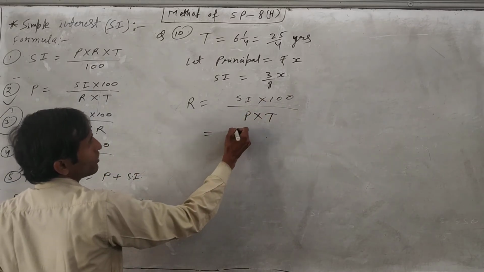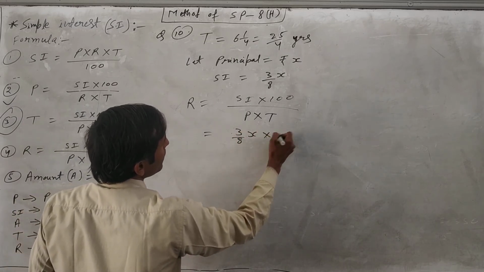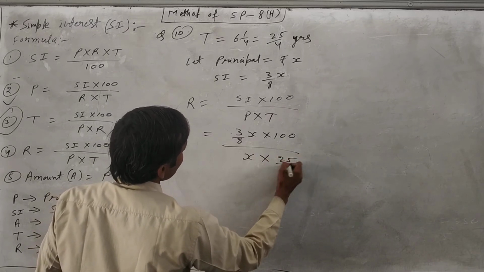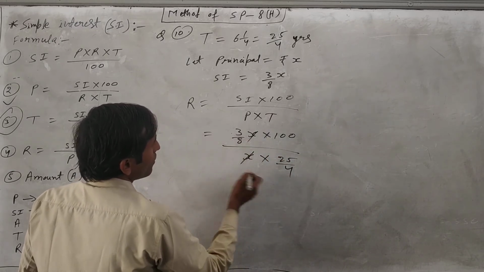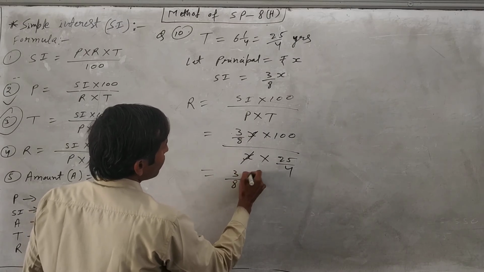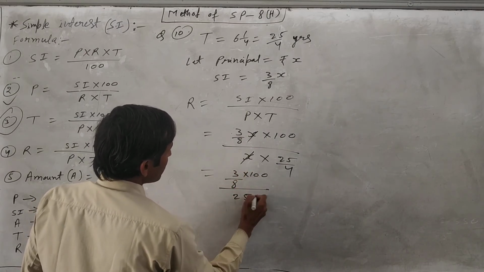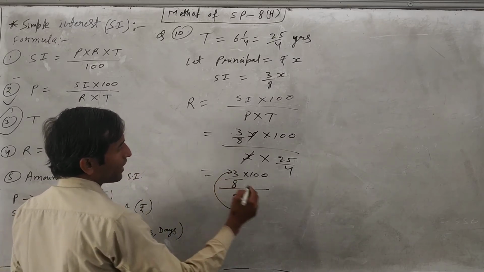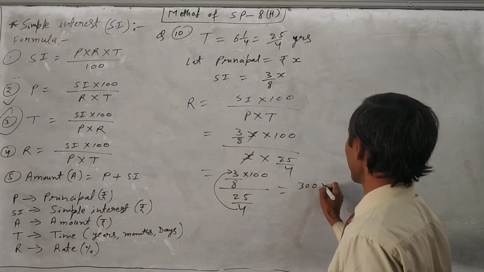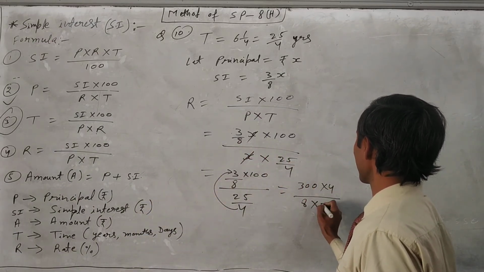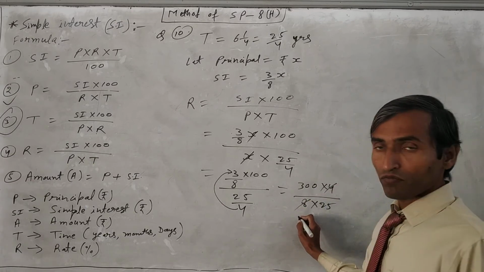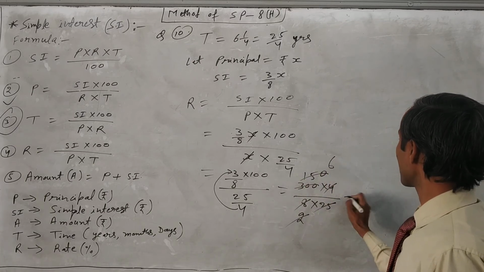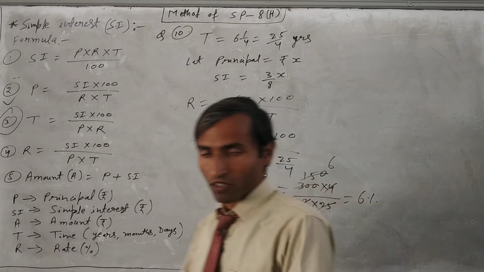So we will apply this formula. In place of SI just put 3 upon 8 into x, into 100 upon, in place of P put x, and time is 25 upon 4. So x will cancel out. Now just write down 3 upon 8 into 100 upon 25 upon 4. Now this 4 will multiply here and this 25 will multiply to 8. So it will come 300 into 4 upon 8 into 25. Okay, now we will cancel by 2, and this one cancel by 150, and now 6. So it will come 6%. So the rate is equal to 6%. This is the final answer.